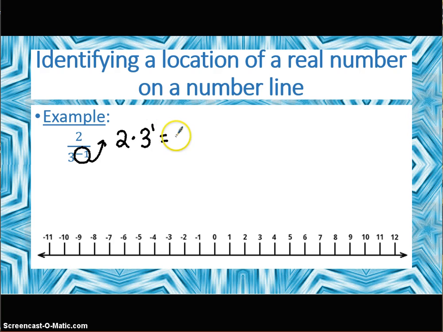We know that 3 to the first power is just 3, so 2 times 3 equals 6. So on the number line, here would be our value at 6, and that would be the same as 2 over 3 to the negative 1.